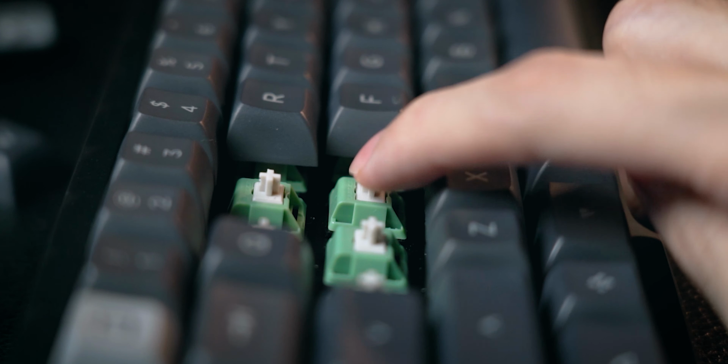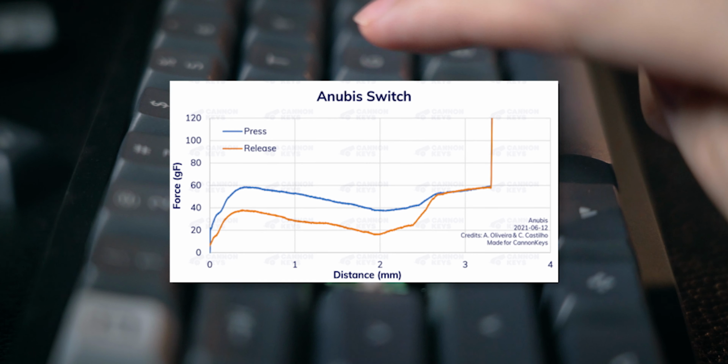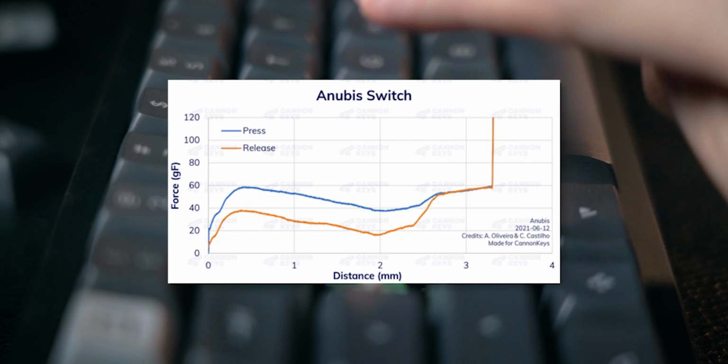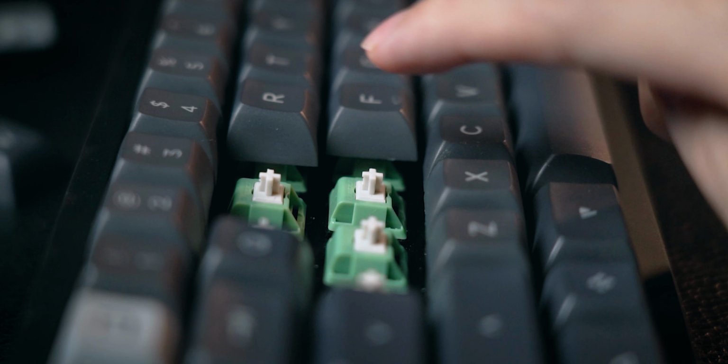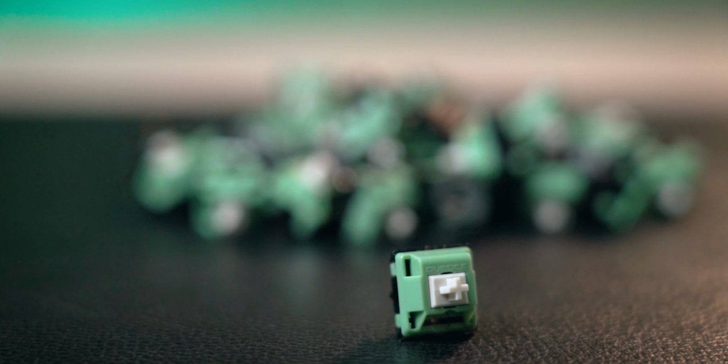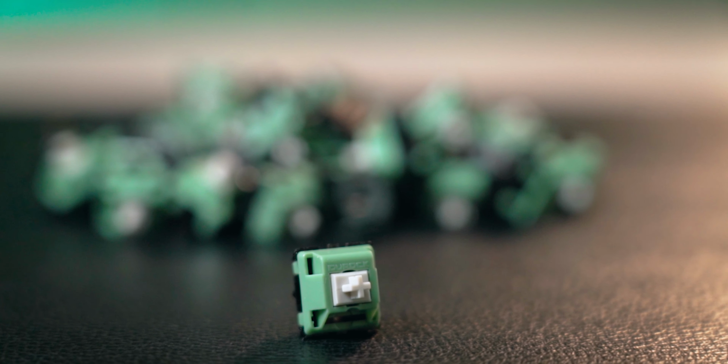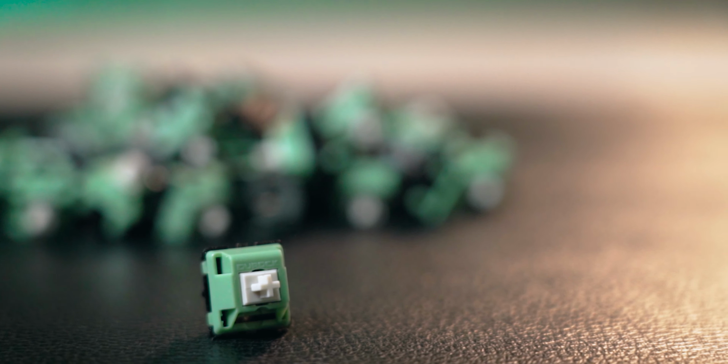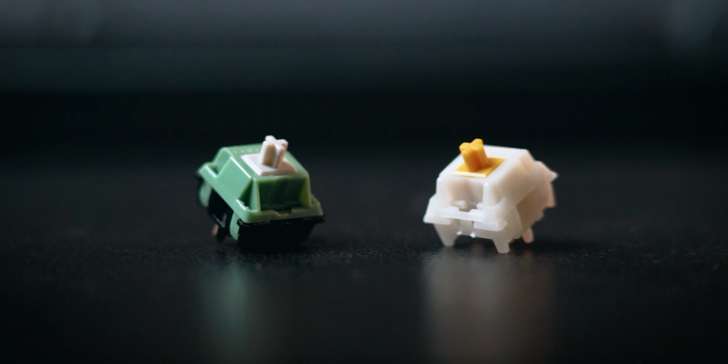Aside from that, the Anubis is also a sharper tactile switch. So if you don't quite like a rounded bump like the U4T, the Anubis is better in this regard. Last but definitely not least, it looks better than the dull color of the U4T. I mean, just look at the two switches side by side here.